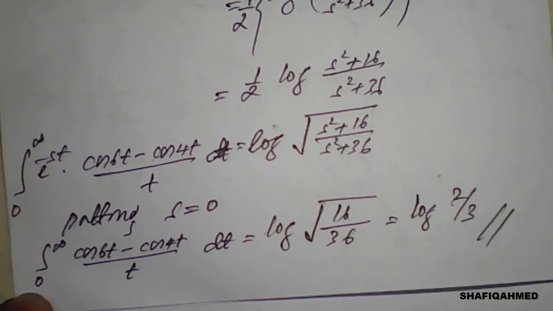So in this way we need to simplify the examples of integration from 0 to infinity by using the definition of Laplace transform and the properties of the given Laplace transform. Let's see the next example.